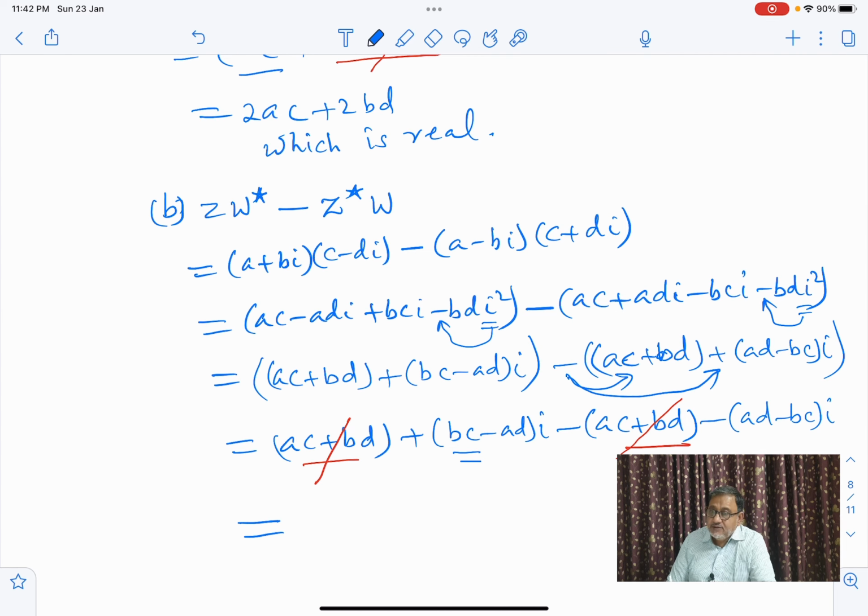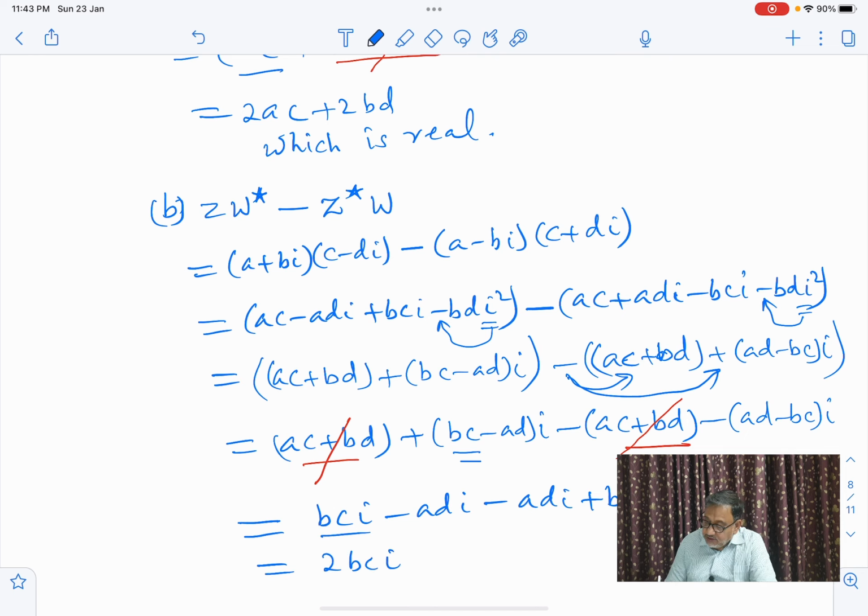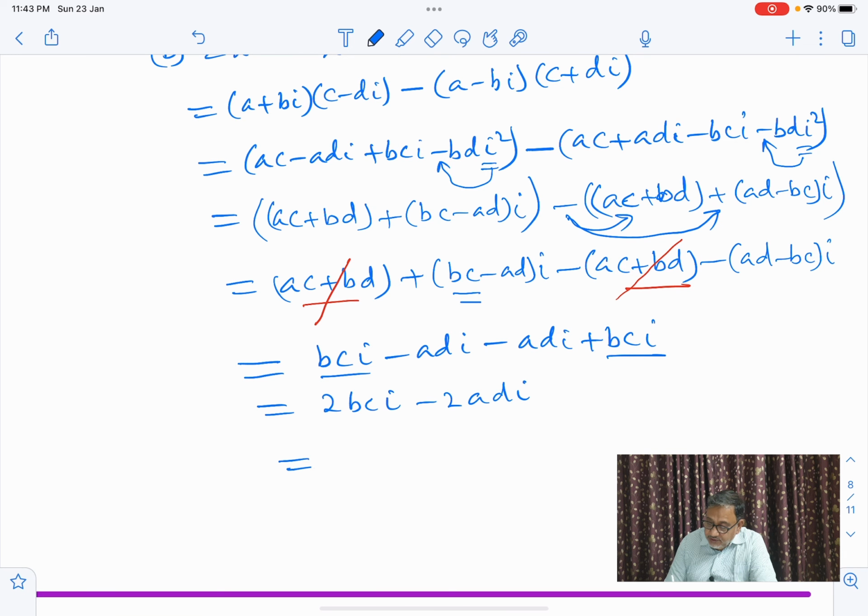Okay, let us open the bracket and simplify so that you understand it well. So BCi minus ADi, I am just opening the brackets, minus ADi plus BCi. Now BC and BC will be 2BCi, this with this, and the middle two together minus 2ADi. Now i can be common between them. 2 also can be common, but no need to take out 2. 2BC minus 2AD bracket i, which is imaginary, purely imaginary. So that is what we had to prove.